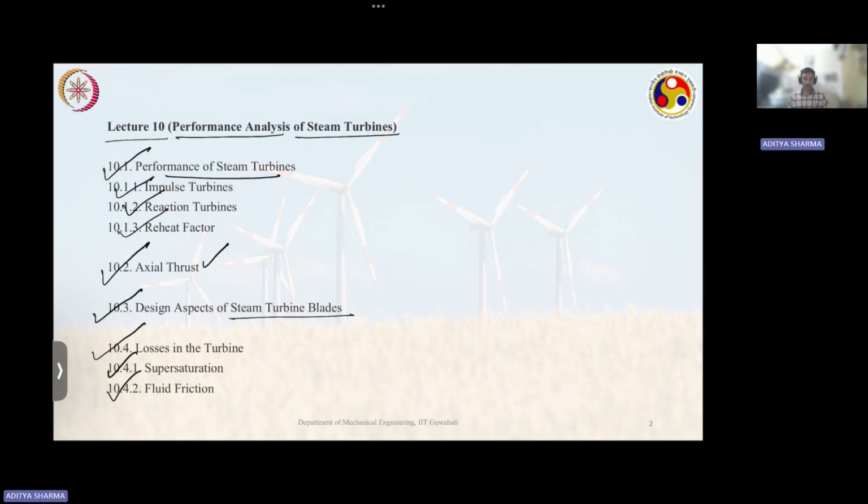And then there are losses based on the fact that whether your steam is laminar or turbulent. So if your steam is more turbulent, the losses will be high, right? So this is your fluid friction.